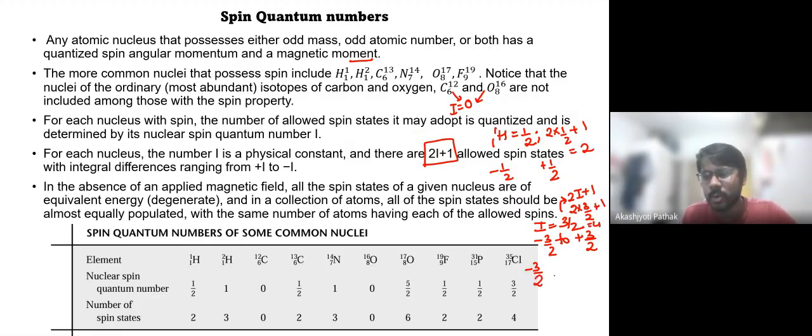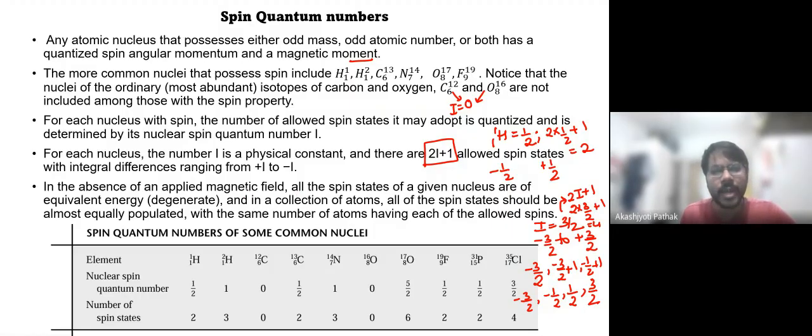So what will be these 4 different values? It will be minus 3 by 2, then minus 3 by 2 plus 1, which is minus half. Then again you do minus half plus 1, which will be half. Then again you add 1 to the previous spin quantum value: half plus 1 is 3 by 2. So it will have 4 different values: minus 3 by 2, minus half, half, and 3 by 2. Okay.